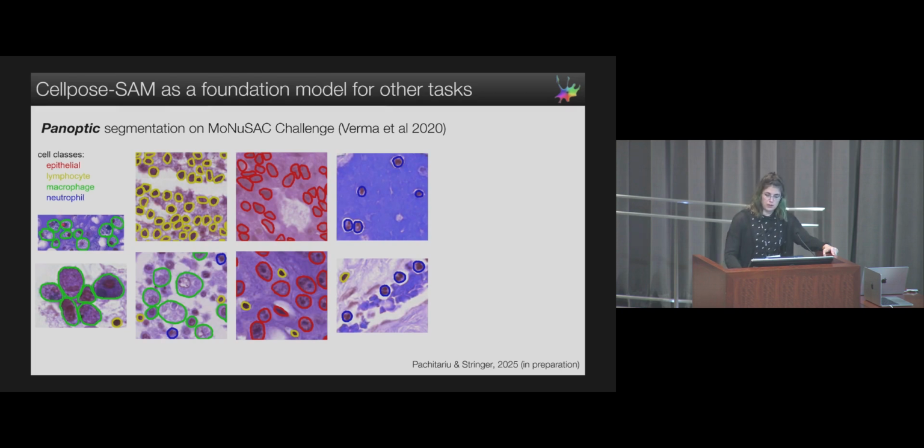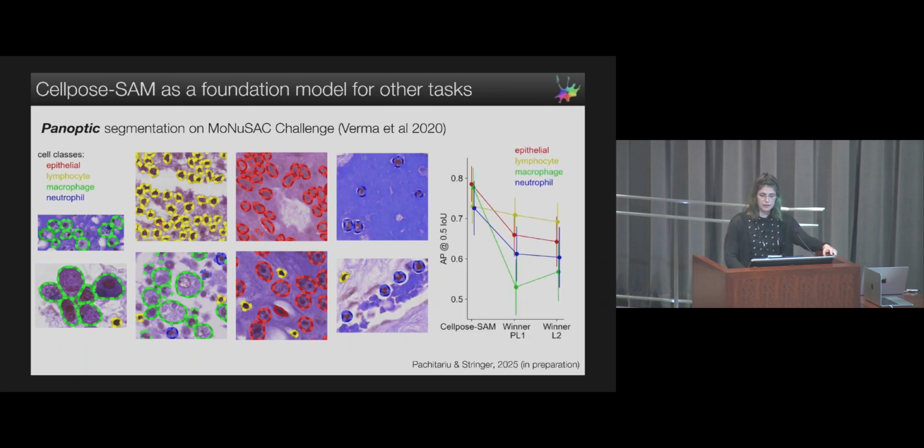And this is what the segmentation looks like with the classification. So the segmentations are dashed, and the color of the dashing is basically the cell class that Cellpose predicted for each of the cells that it segmented. And so you can see good alignment between the true classes and the predictions from Cellpose-SAM. And if we look at the average precision score across all of these classes, we're doing as well as or better than these previous winners of this challenge.